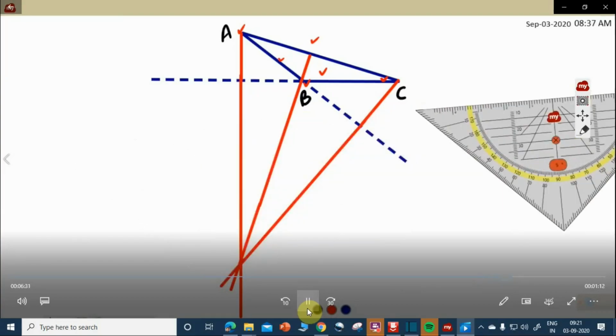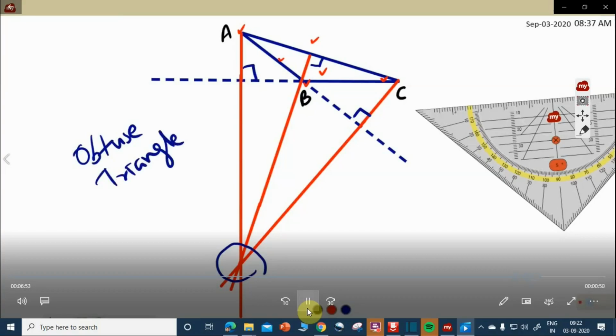Orthocenter is the concurrent point where the perpendiculars drawn from each side of a triangle meet. Please remember that this is the perpendicular drawn from each side to the opposite vertex, and this is an obtuse angled triangle, and the point of concurrence of the altitudes is named as the orthocenter. Here is the orthocenter, you can write it over here as orthocenter.